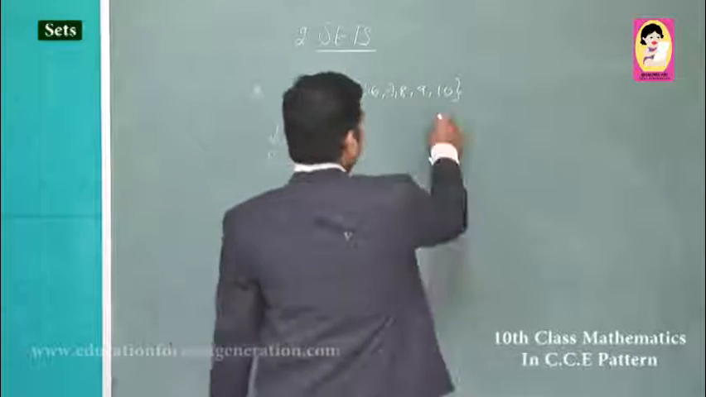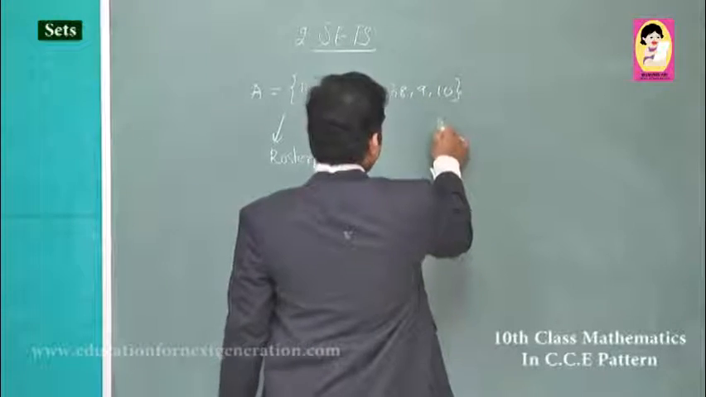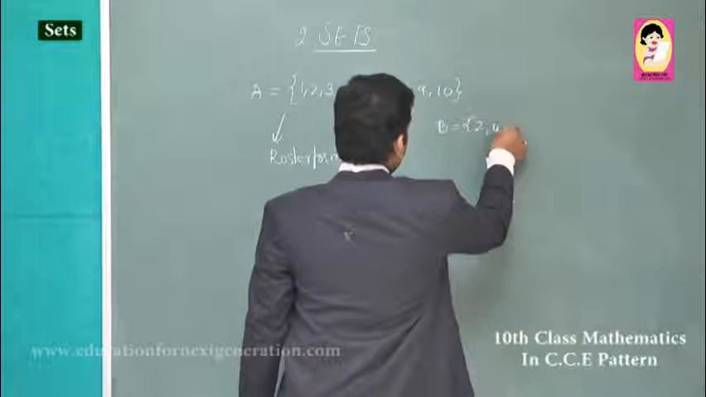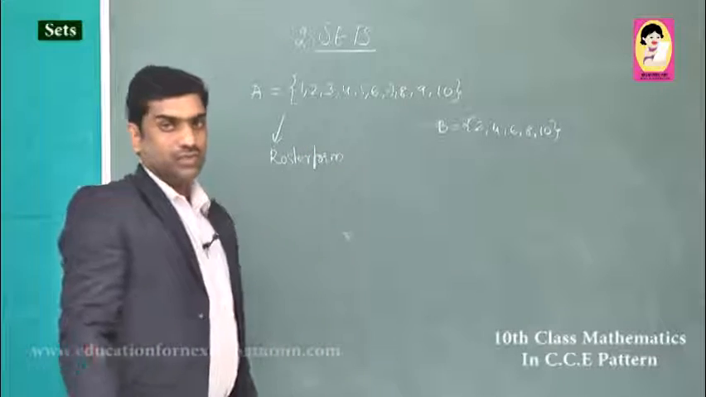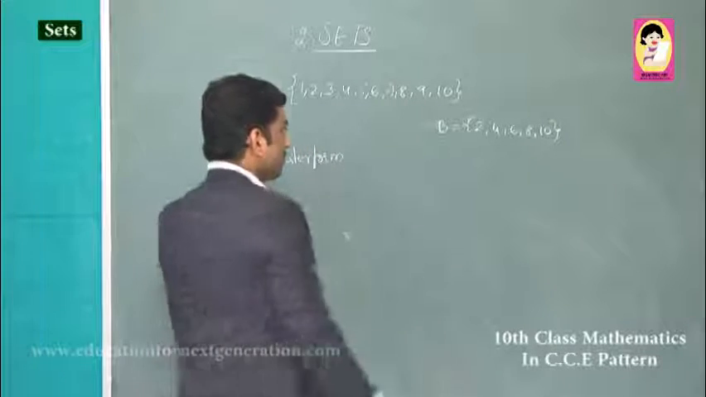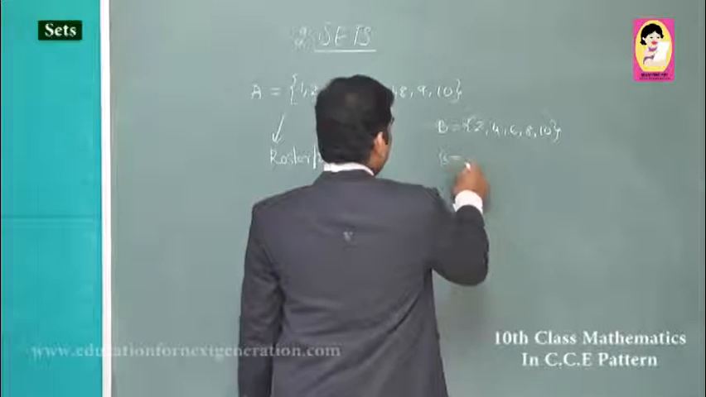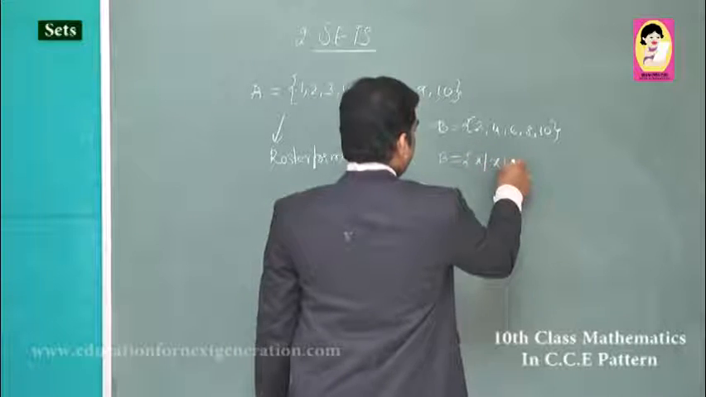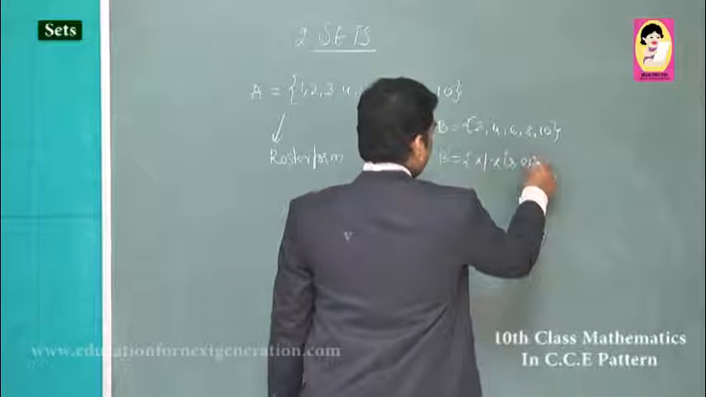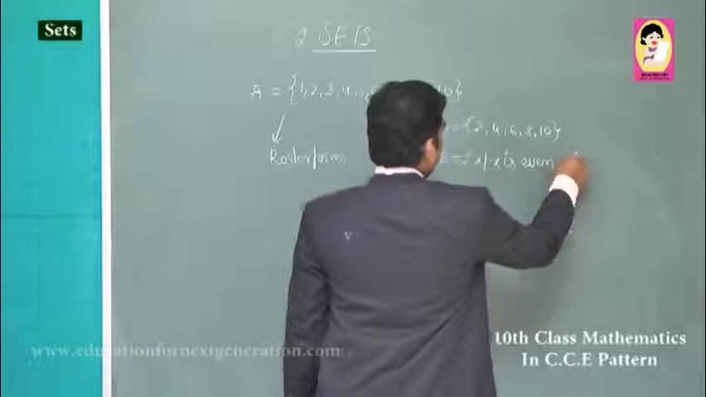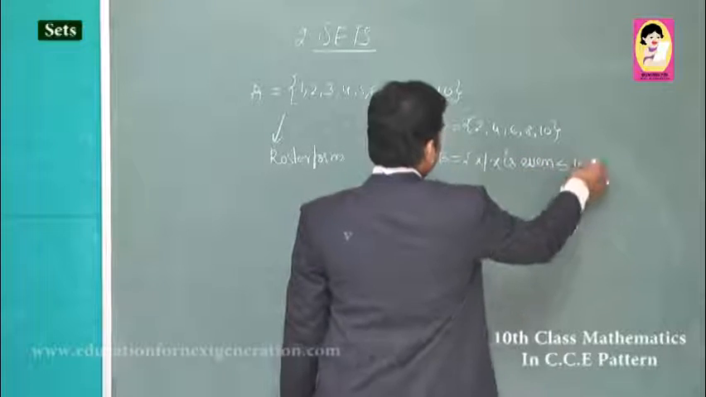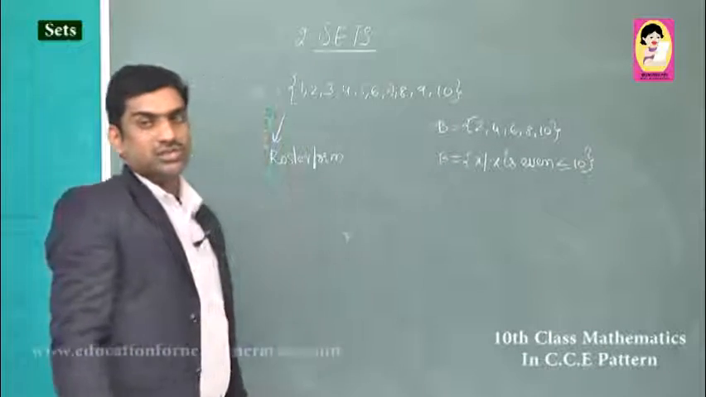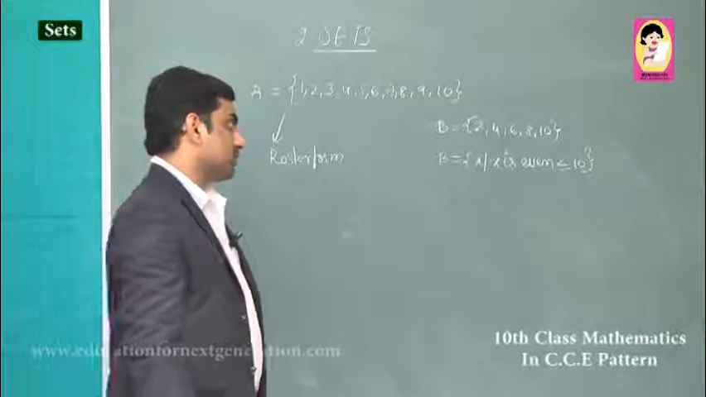Same question, or take one more question. B is equal to {2, 4, 6, 8, 10}. It is also roster form, but I am writing this B as X such that X is even, X such that X is even and less than or equal to 10.